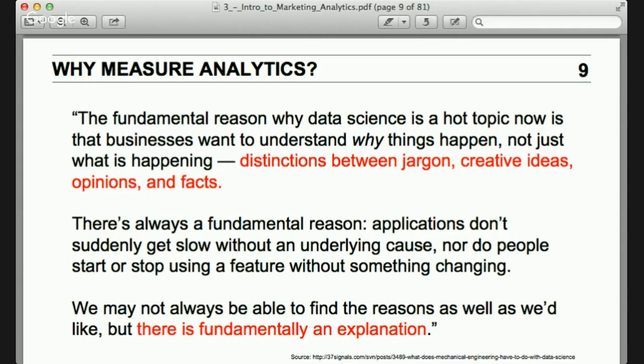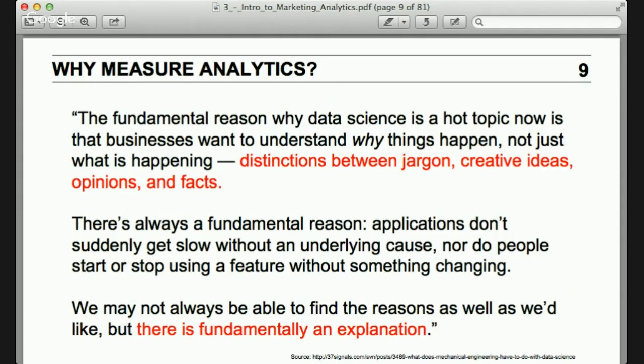There's always a fundamental reason. Applications don't suddenly get slow without an underlying cause, nor do people start or stop using a feature without something changing. We may not always be able to find the reasons as well as we'd like, but there's fundamentally an explanation. And whenever you do any type of campaign or target a certain audience, use specific creative, or succeed or fail towards a digital marketing goal, there's always a reason. And data allows us to uncover those reasons.